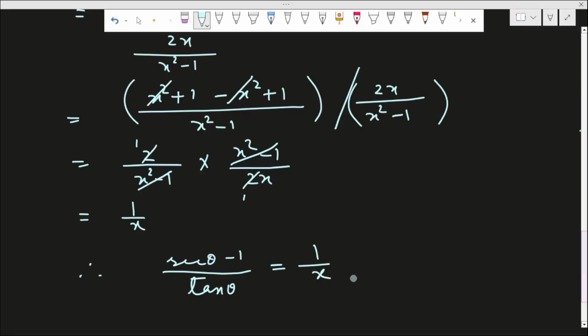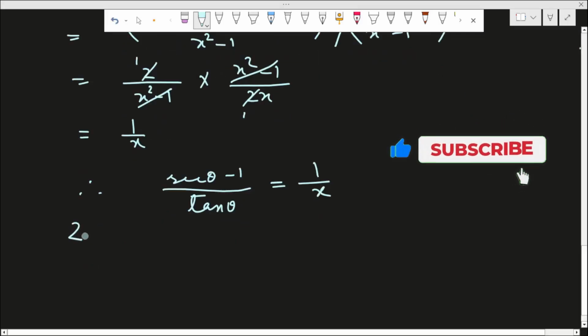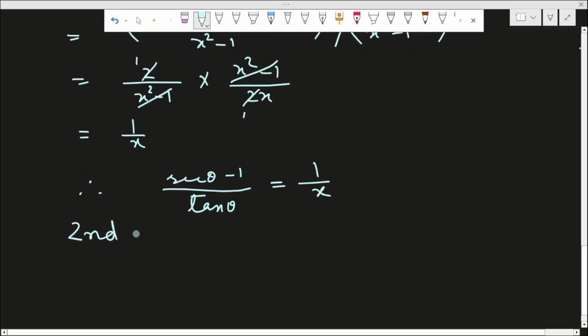So far we have done, from the given equation we found the value of sec theta. But if we find the value of tan theta from the given equation, then maybe solved. So we will call that second method. Second method.